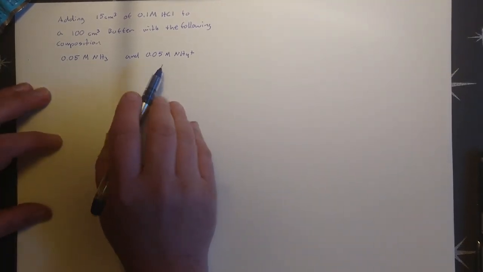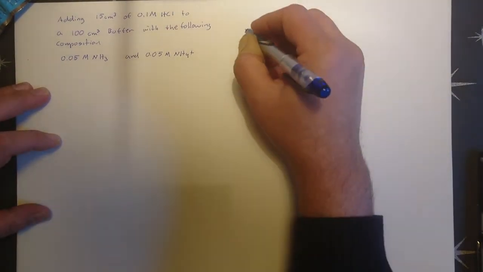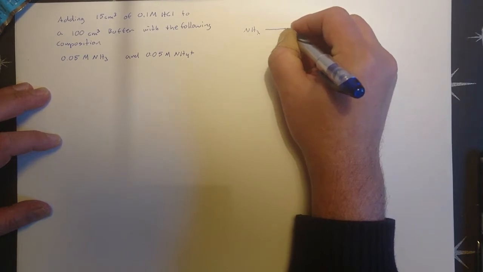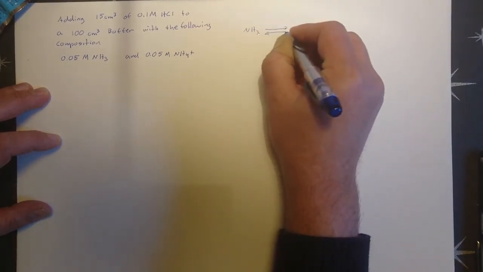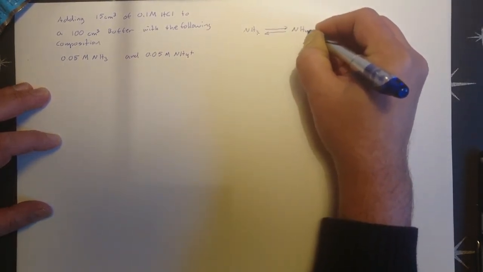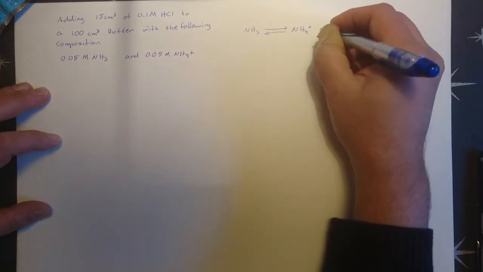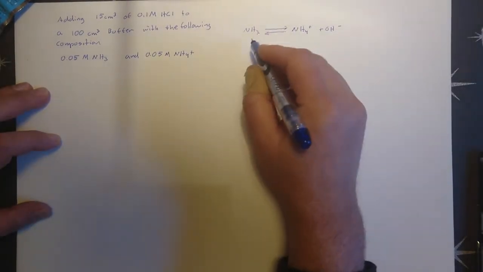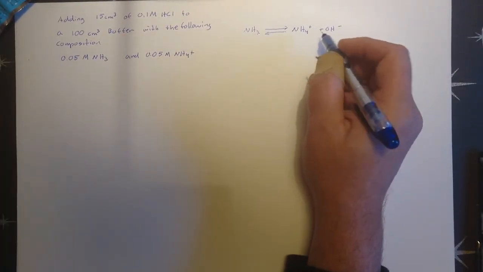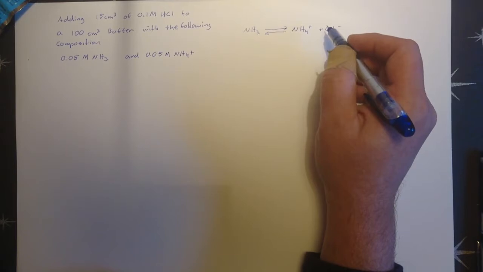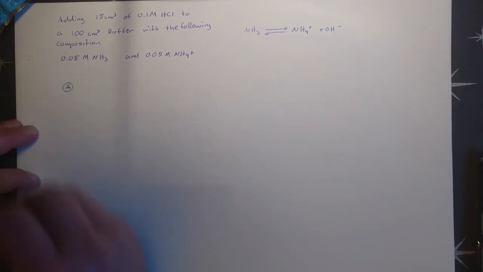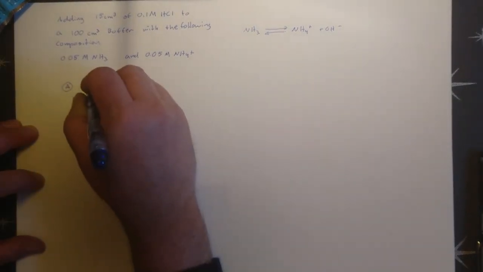So let's remind ourselves of what's going on here. We've got NH3, which dissociates to form NH4 plus and OH minus. When both of these are present in significant amounts, the solution will act as a buffer. When I do buffer problems, the first thing I do is figure out what is in there.